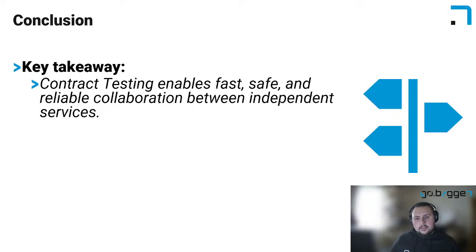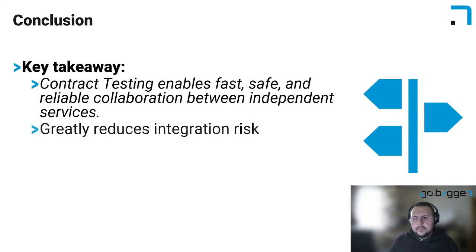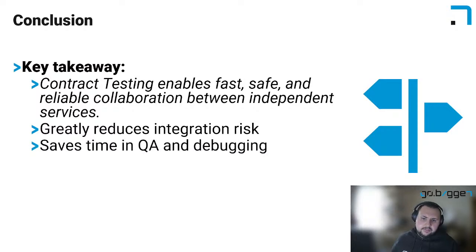Both independent services enable huge and easy collaboration since you both agree on the contract, what data you send, what you receive, whatever. It greatly reduces integration risk because once you are fairly certain, or 100% certain in this case, that the data you receive matches what you want, the risk goes down to basically zero if everyone adheres to your contract. It saves time in QA and debugging since you basically know exactly where the problem lies.